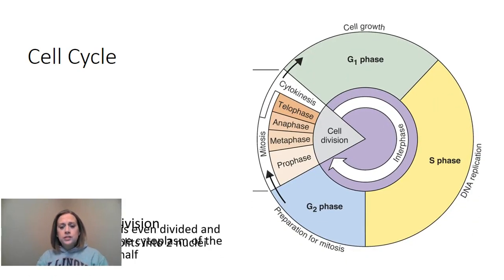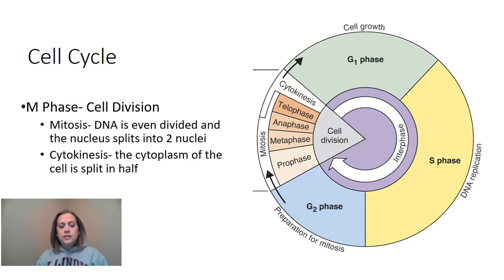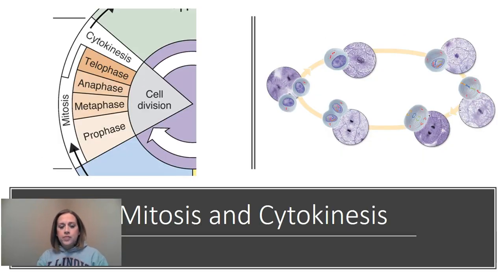And mitosis, we're going to zoom in here in a second, is the first step of cell division. So mitosis is when the DNA is going to be evenly divided and the nucleus is going to split into two identical nuclei. And each new nucleus is going to contain a full set of DNA. And that's immediately followed by cytokinesis, which is when the cytoplasm of the cell is going to split in half. So we're going to look at mitosis and cytokinesis together.